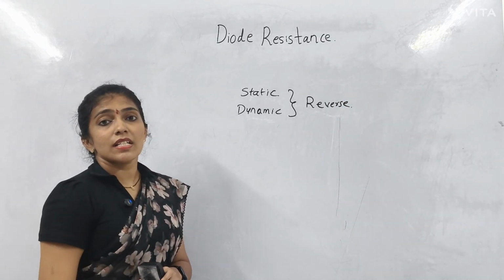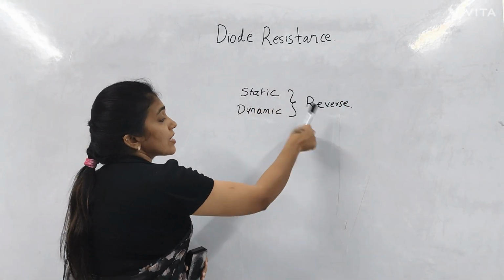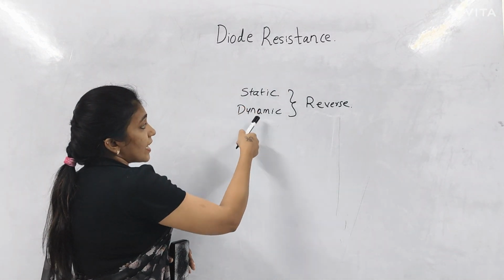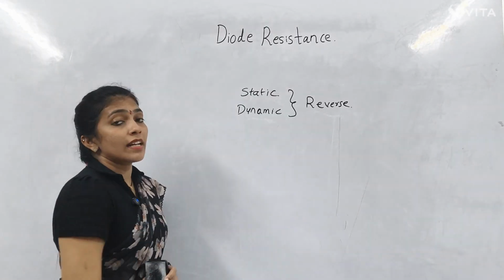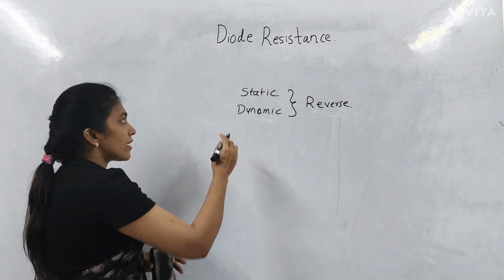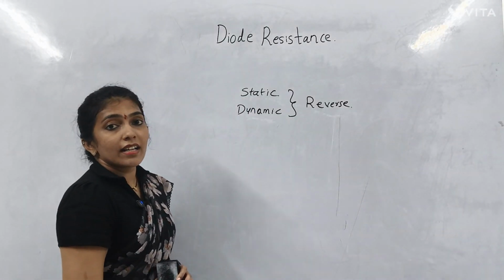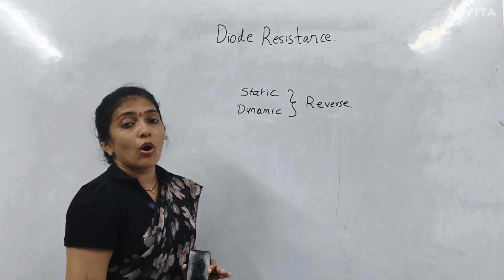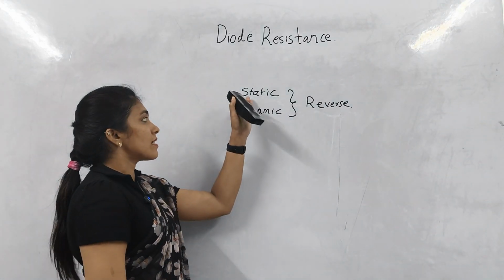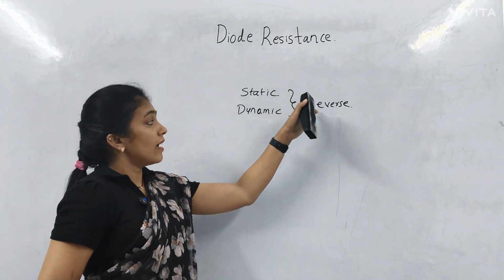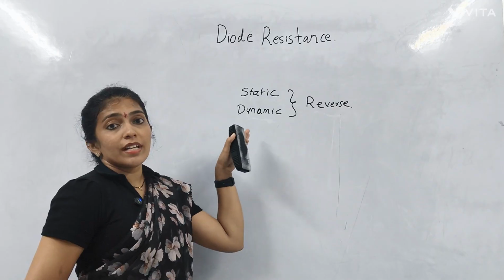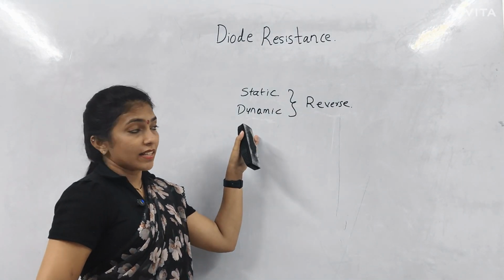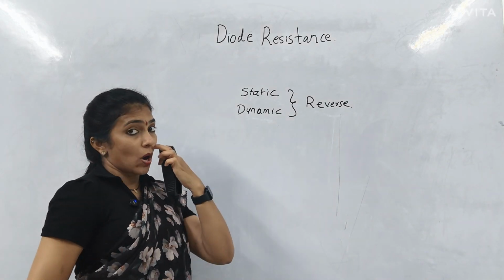In the previous class, we discussed static and dynamic resistance when the diode is in forward bias condition, right? Now we'll discuss static and dynamic resistance when the diode is in reverse bias condition. We already know the definition of static. Static resistance means when the diode is in a DC condition, it offers some resistance. That resistance is called static resistance. Dynamic means when the diode is in AC condition, it offers some resistance. That resistance is called dynamic resistance.